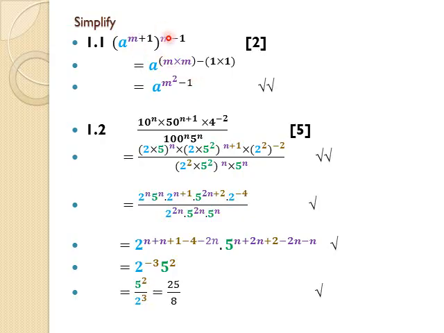You can multiply out. m times m would give you m squared. m times negative 1, negative m. 1 times m, positive m. Minus m cancels. And then 1 times negative 1 gives you negative 1.